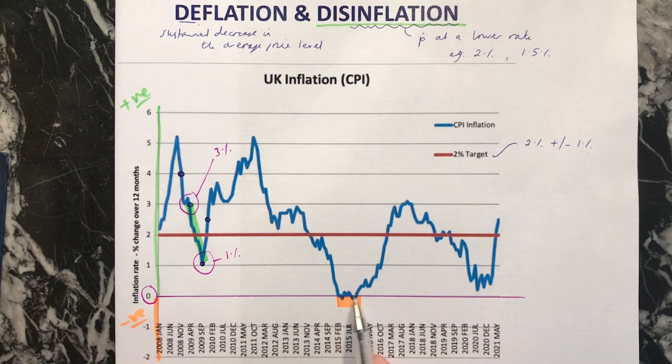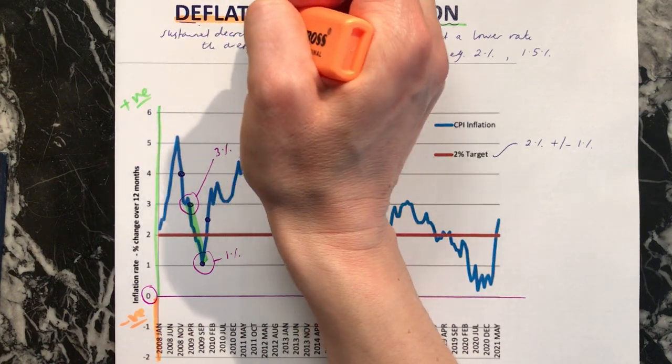So anything below the zero line means we've got a sustained decrease in the average price level. When it comes down and goes up again, it's still a fall in the average price level. It might just be less of a fall. It's quite difficult to see on this diagram because it's only just come below zero. But anywhere below zero, we've got deflation.